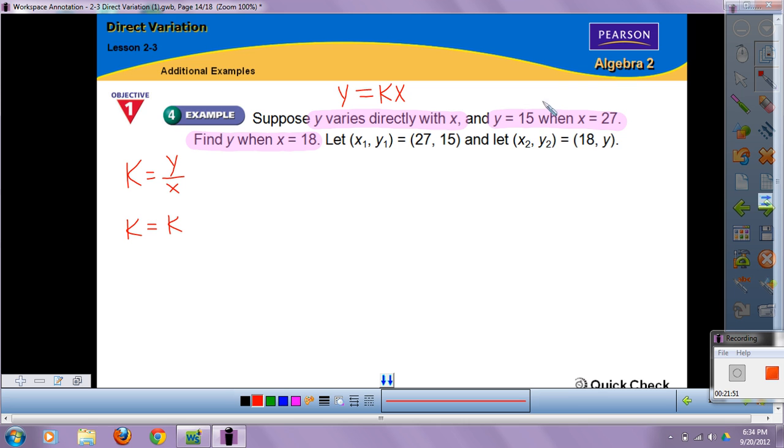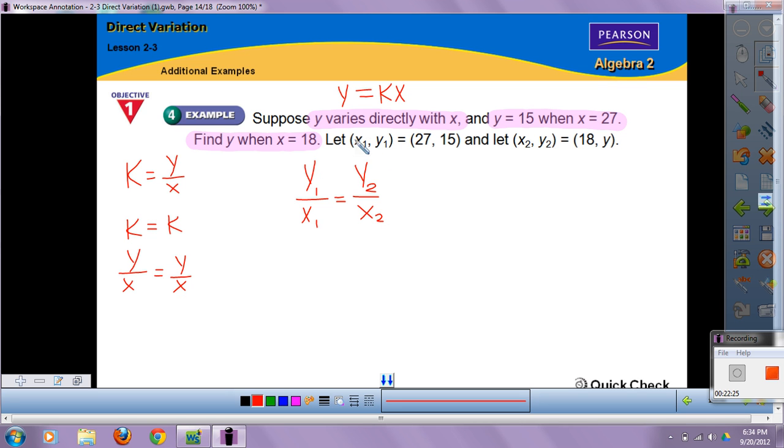Therefore, the constant for this ordered pair and the constant for this ordered pair are the same. Your k's are the same. If your k's are the same, then just substitute y divided by x. That means y divided by x equals y divided by x. So we're setting up a proportion. We're going to get a little more specific. I'm going to call it y1 over x1 so that I don't mix up my points, equals y2 divided by x2.